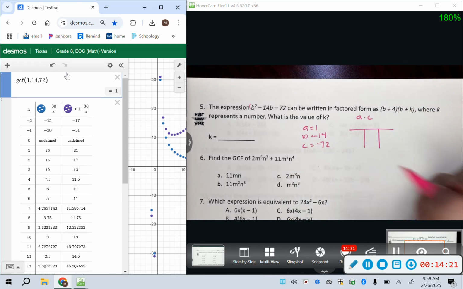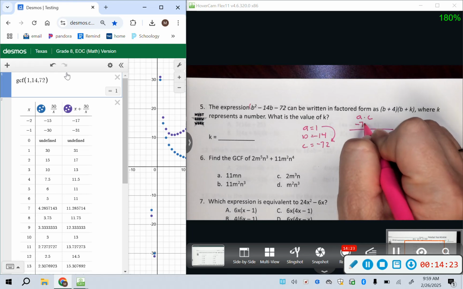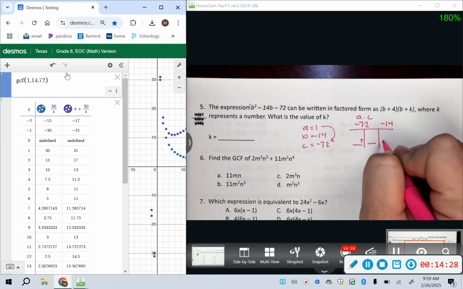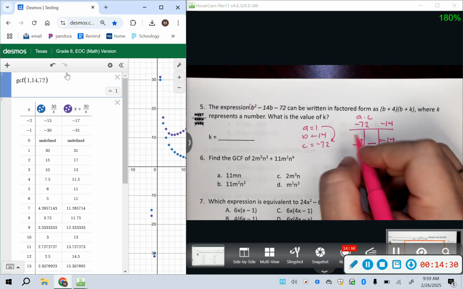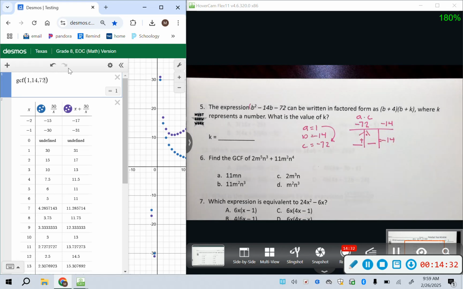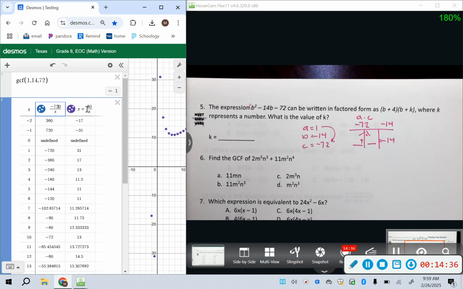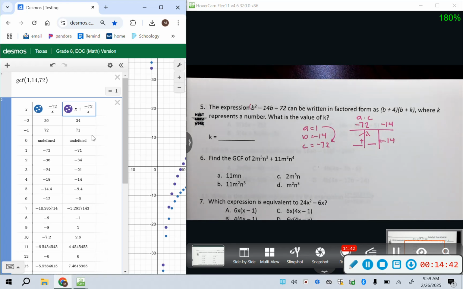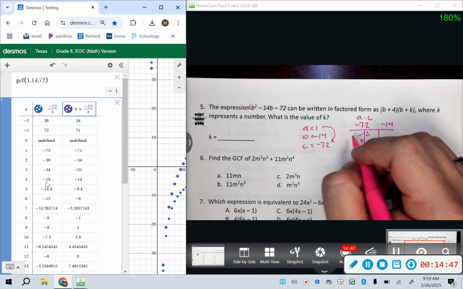A times c over the first two columns, b over the third column, and remember we're looking for what adds to give me negative 14 and multiplies to give me negative 72. So I'm going to change this to negative 72, negative 72, and I have these, so I'm looking for negative 14, which is right here, so it's 4 and negative 18.